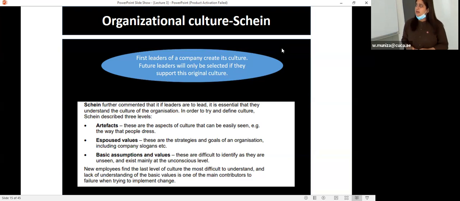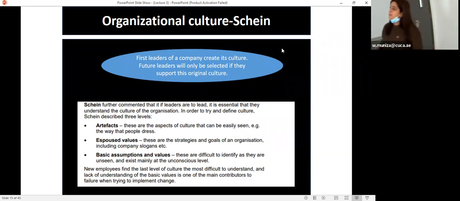In order to try and define culture, Skeen described three levels. Artifacts, these are the aspects of the culture that can be easily seen. That is the way the people dress. Espoused values, these are the strategies and goals of an organization, including company slogans. Third, basic assumptions and values. These are difficult to identify as they are unseen and exist mainly at the unconscious level.